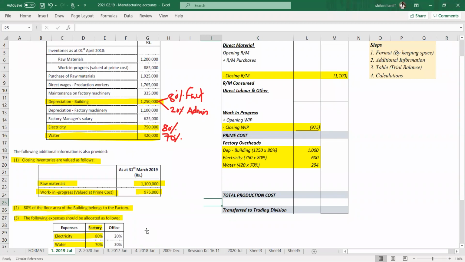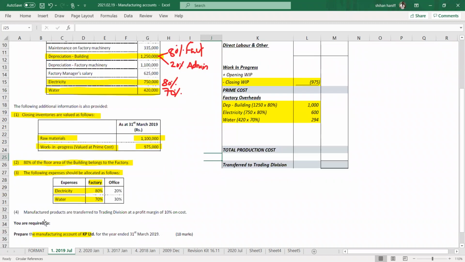Then the next point is related to the profit margin. I'll do the profit margin last. Okay.